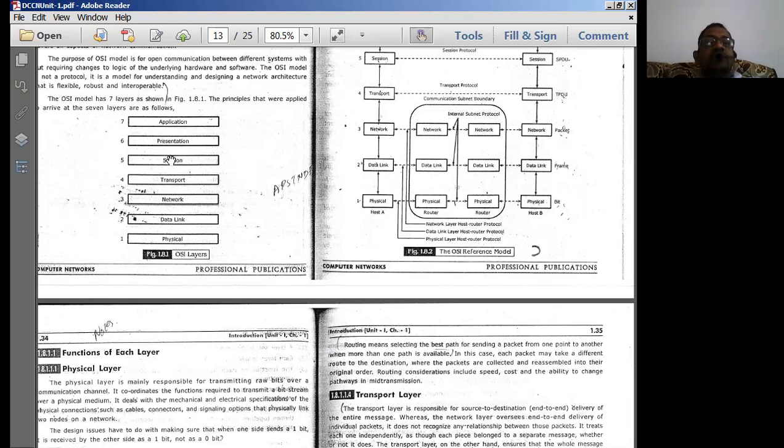Say, for example, let us forget about the presentation and session layers. The data is coming from the application layer to the transport layer. The transport layer performs some operations on it and gives the data to the network layer. The network layer transmits the packet to the data link layer. The data link layer converts these into frames and gives those frames to the physical layer. The physical layer converts those frames into bits or symbols so that they can be transmitted via the physical link.